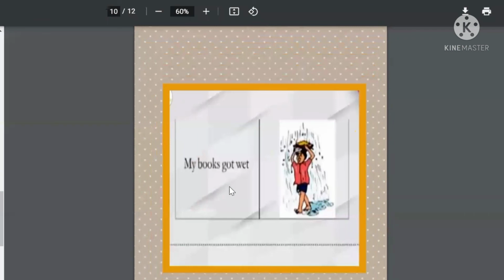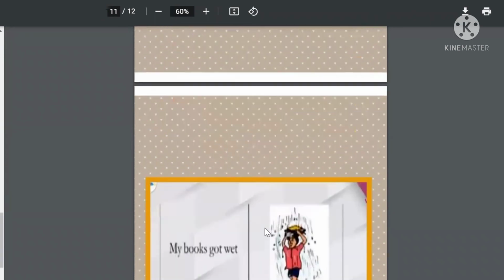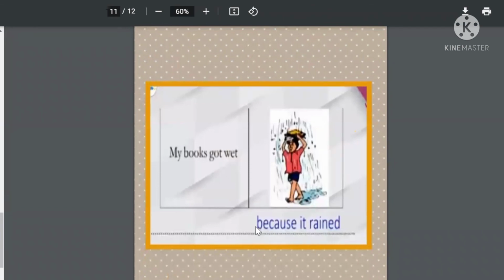My books got wet, the boy says. How can we complete this blank place? The boy says, my books got wet. The boy is saying all his books got wet. So what could be the reason? He is in rain, no? So how can we complete this? Can you say? Yes, some of you are replying. See this. My books got wet because it rained.